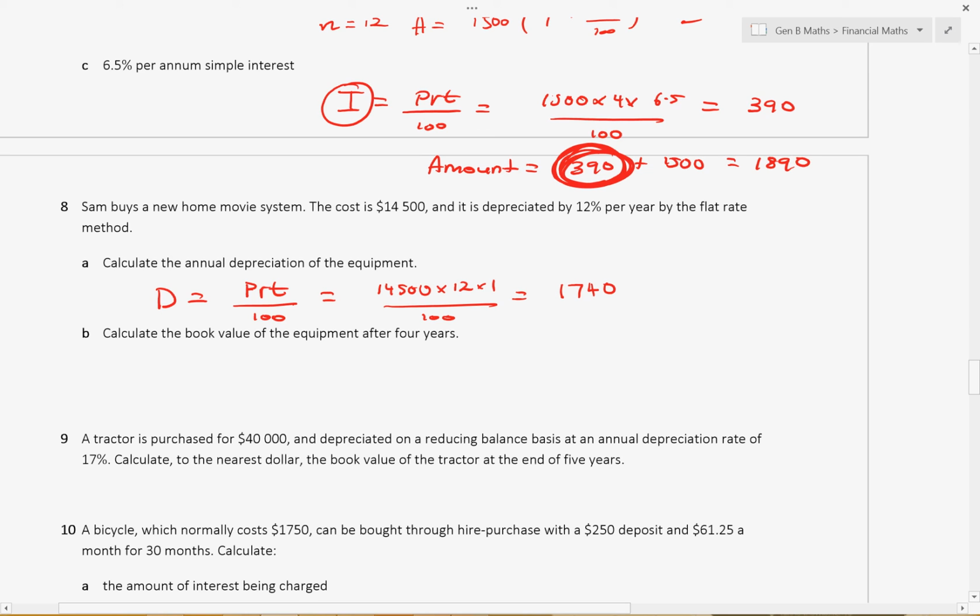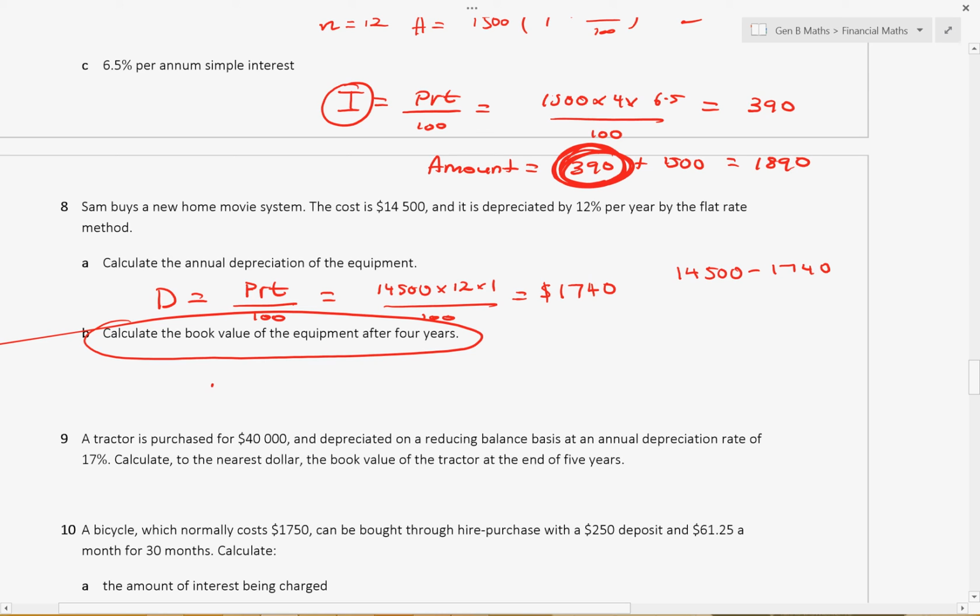$1,740. Okay, so this is how much it's depreciating per year. Now this is a linear depreciation, because after 1 year it's going to be 14,500 subtract 1,740, and the next year it's going to also subtract 1,740. Now calculate the book value after 4 years.